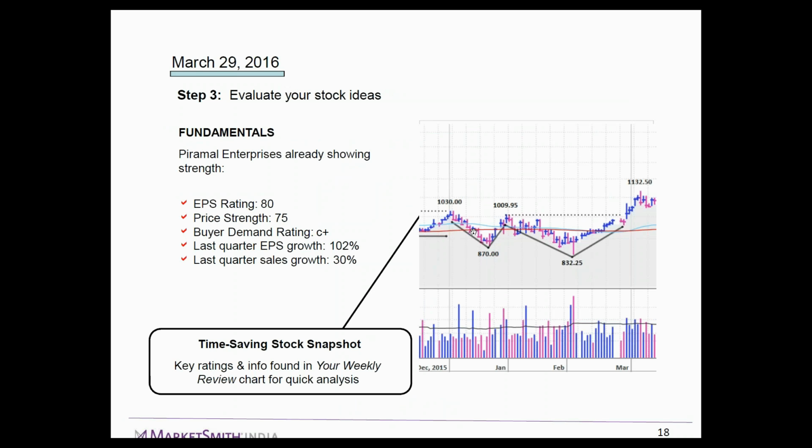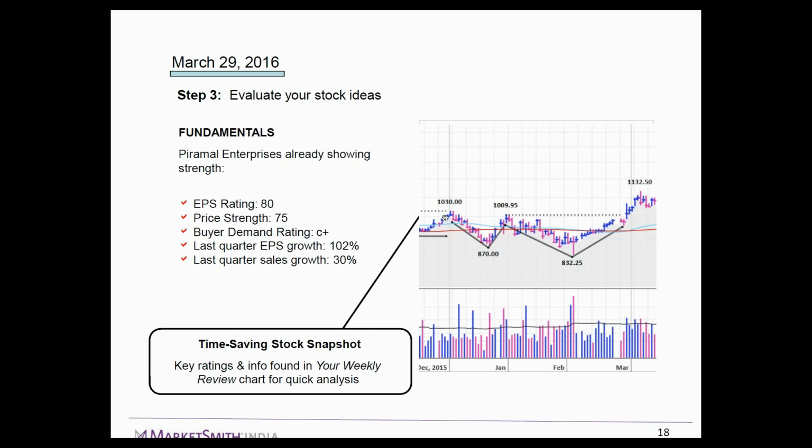Here we talk about how you evaluate your stock ideas. In the evaluation tab, which we just showed you in one of our previous slides, you get the fundamental story about the company. In that you should check the EPS rating, the price strength, the buyer demand rating, last quarter EPS growth, which should ideally be double digit for the past 2 quarters, and the last quarter sales growth, which should also be double digit.